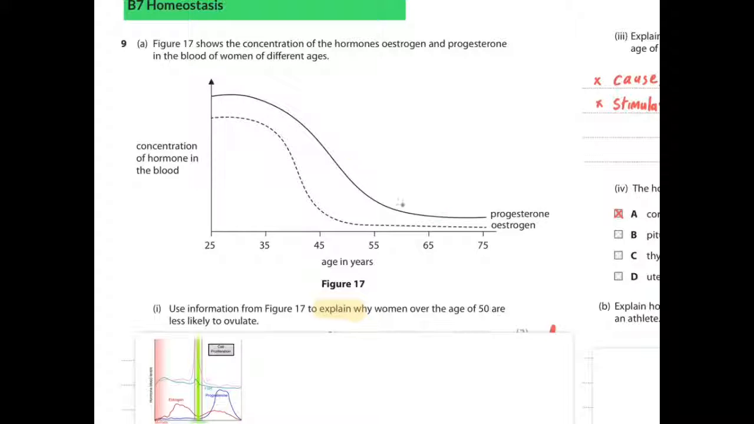Progesterone is always higher, and it starts to decrease later on. It starts to decrease around the same time, but the level it reaches is higher than estrogen.